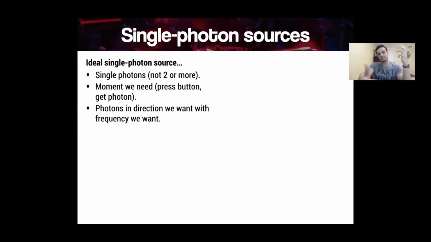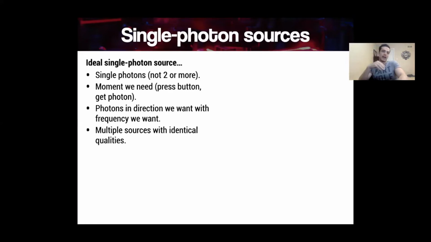And we want the photon's properties to be somewhat tailorable. So we want the photons to be able to move in the direction we want, and we want them to have the frequency we want. I could have said this more generally: we want them to be in a desired mode, that we can control what mode the photons are produced in.